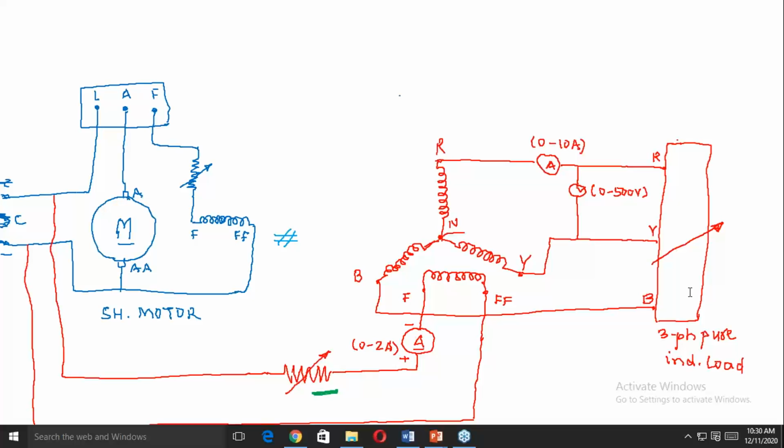Sarvari, what happens with the speed? Frequency is decreasing. Okay. Purjay, what happens with the speed and frequency? Speed also decreases. So speed decreases, so frequency decreases. F is Pn by 120. Okay, this is Pn by 120. Shubham, what happens with the speed and frequency?